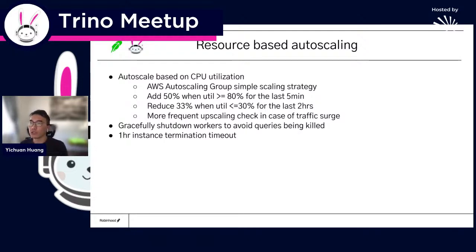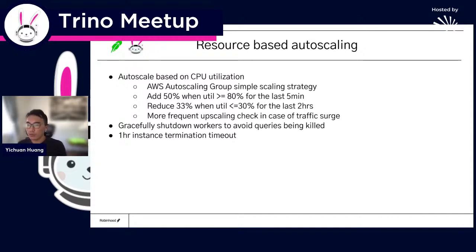And we chose the simple scaling strategy, so we have both upscaling and downscaling policies. The upscaling policy is to add 50% of the nodes when utilization is over 80% for the last 5 minutes. Downscaling is to reduce 1/3 of the nodes when utilization is below 30% for the last 2 hours. The reason for the more frequent upscaling check is that in case of a traffic surge, we want to guarantee our cluster can hold all the queries. And we don't care that much if downscaling lags a little bit.